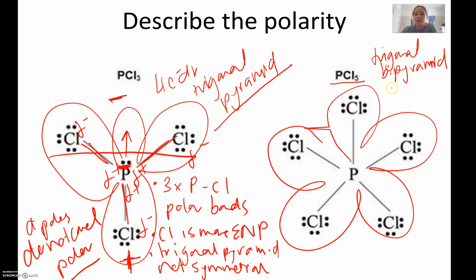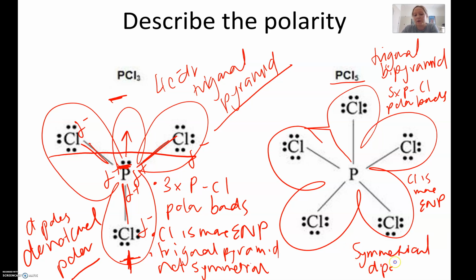So let's describe the shape. There are 5 PCl polar bonds. And why they're polar is because Cl is more electronegative than P. It is symmetrical, okay, which means that the dipoles will cancel and the structure is non-polar.